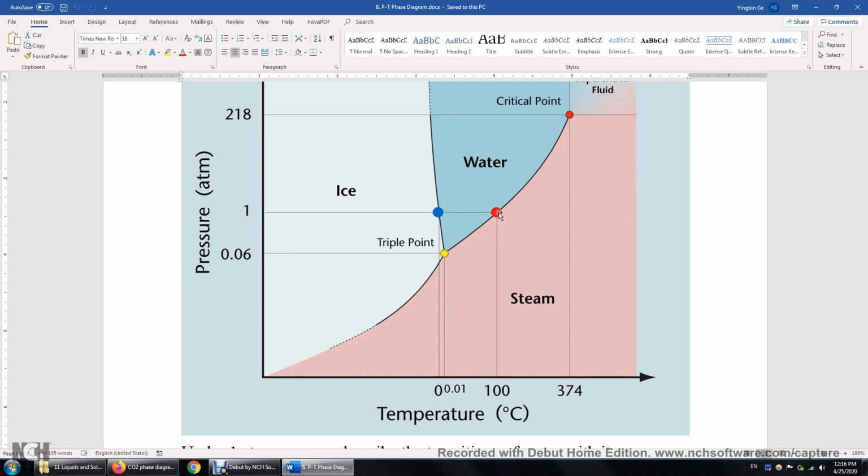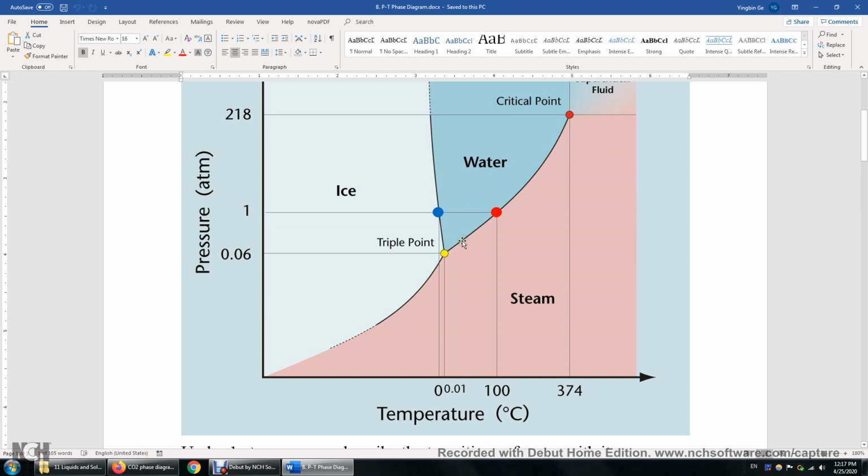Now let me tell you this. At 0.06 ATM pressure, the boiling point of water is 0.01 degrees Celsius. So at this very low temperature, water may boil. So how do we boil water at the room temperature? Very simple. As long as we reduce the pressure to 0.03 ATM, water can boil at the room temperature. So it's somewhere here. It's 25 degrees Celsius under 0.03 ATM pressure.